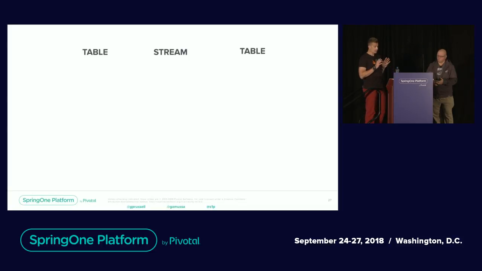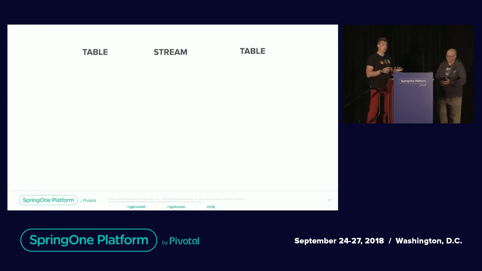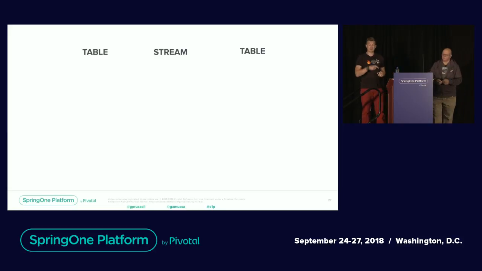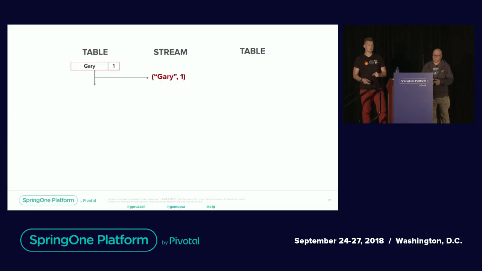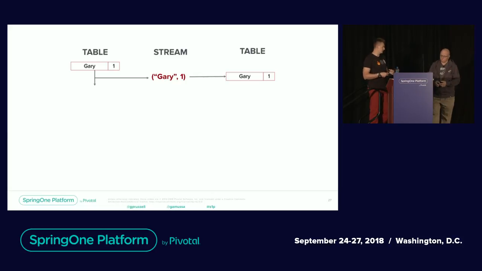So we have a table that we will insert some values into, just a simple key value. Our key is Gary, value is 1. If we are listening for changes from this table, it will generate an event that will have a key as Gary and the value is 1. Now, I can always restore the state of this table based on the stream, because the stream has full history.